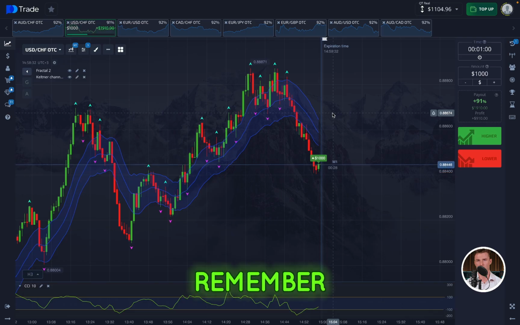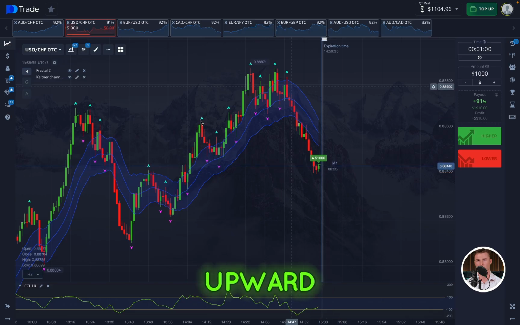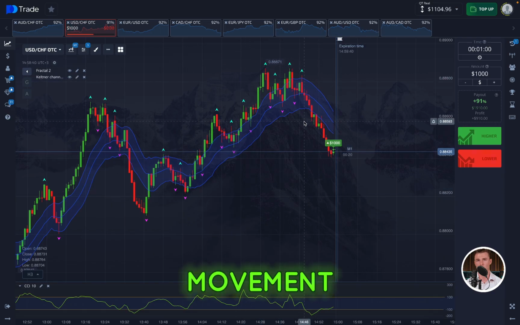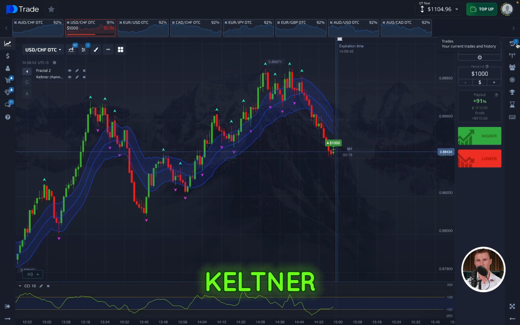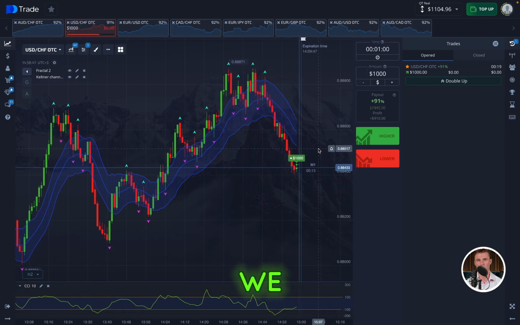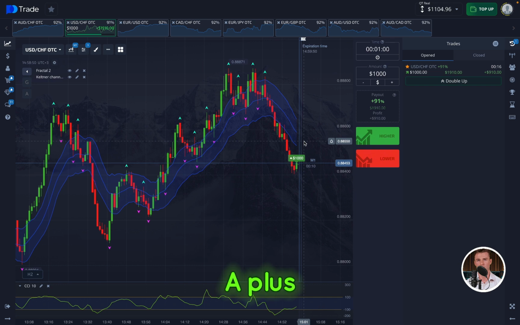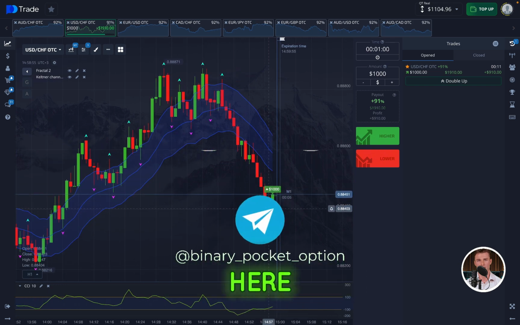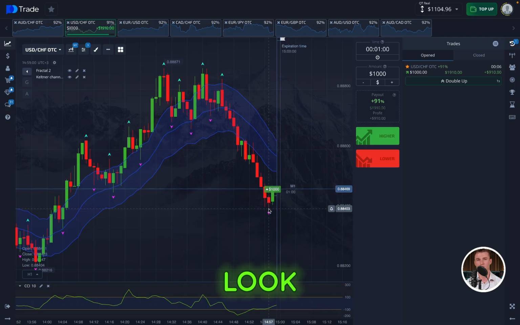Yes, if you remember, we also had an upward trend. A new local minimum was forming. The movement also went outwards through our Keltner channel. And in general, as you remember, we closed the first trade in a plus. The opening level is a bit unfortunate here, judging by the dynamics of the price movement. Let's look at the result.